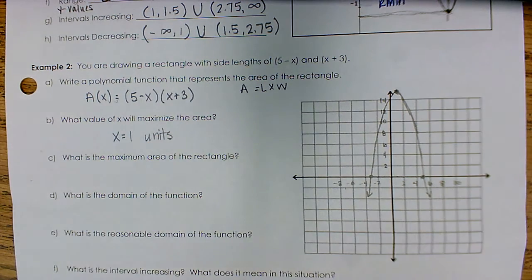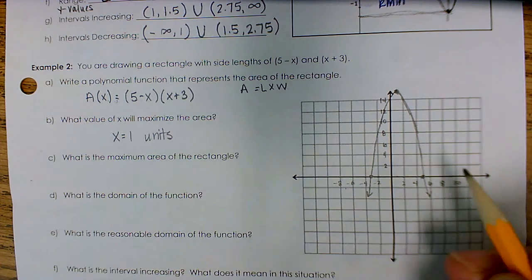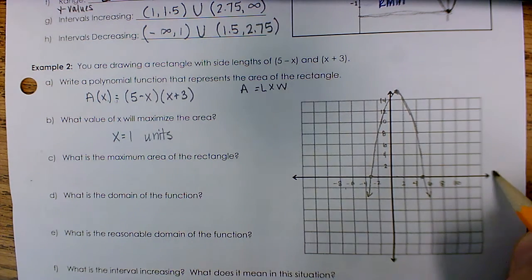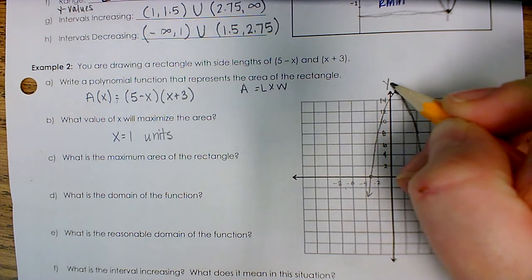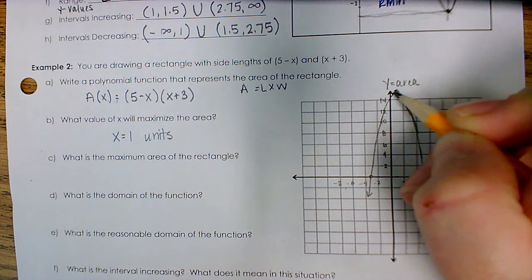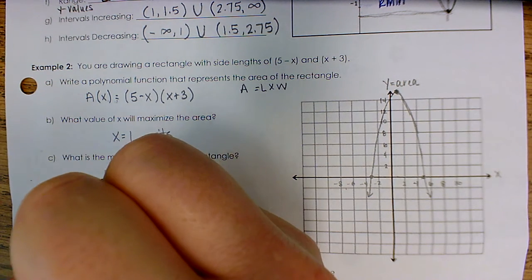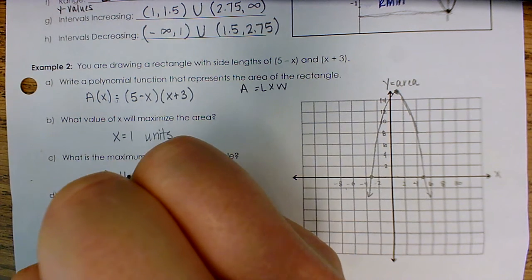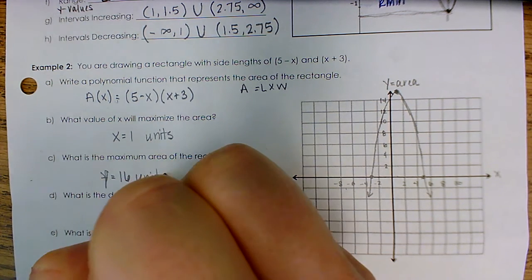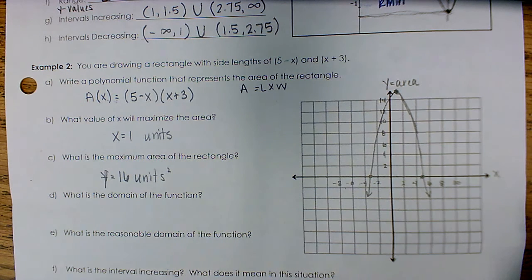It could be feet, could be meters, whatever. What is the maximum area of the rectangle? So x is your value that you plug into your sides. This is your area. Y equals your area. So the highest area that you can get is 16. We'll do y equals 16 units. And of course it's area, so they're going to be units squared, right? So 16 is your maximum.